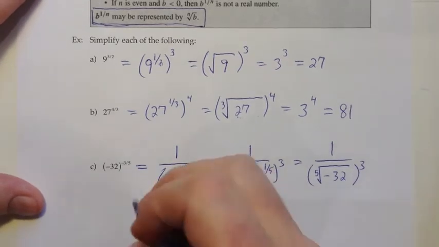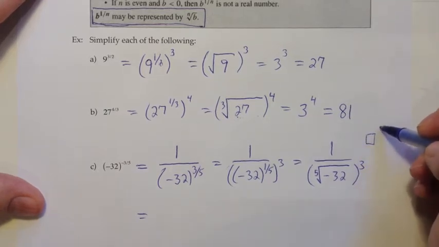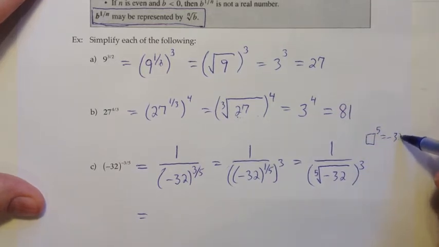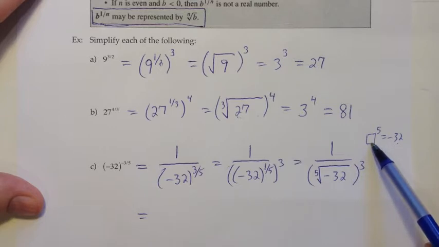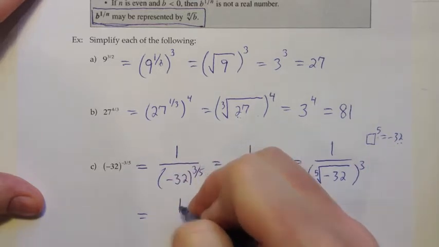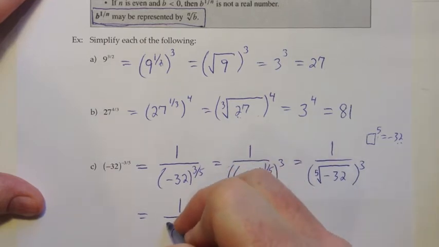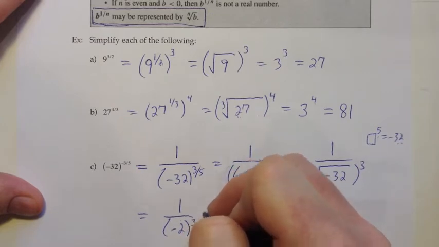And then to finish it off, I would think about what is the 5th root of negative 32. So the question there is, what to the 5th power would be negative 32? And if you think about that, just try it. 2 to the 5th would be 32. So if I made it negative 2 to the 5th, I'd get negative 32. So for the 5th root of negative 32, the number is negative 2. And then I still have that exponent of 3.